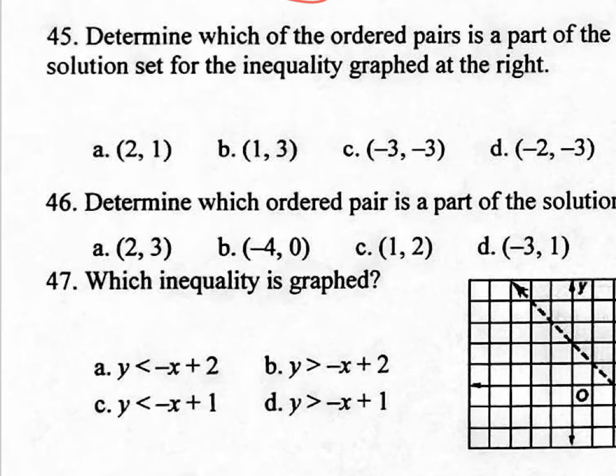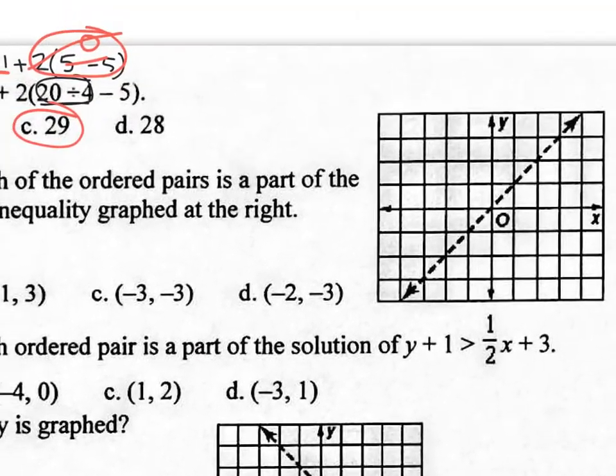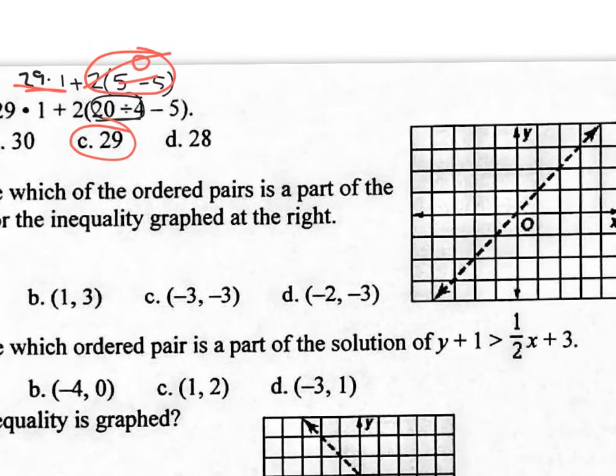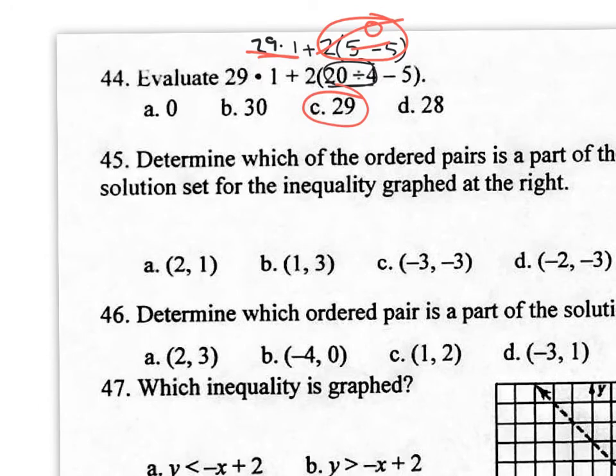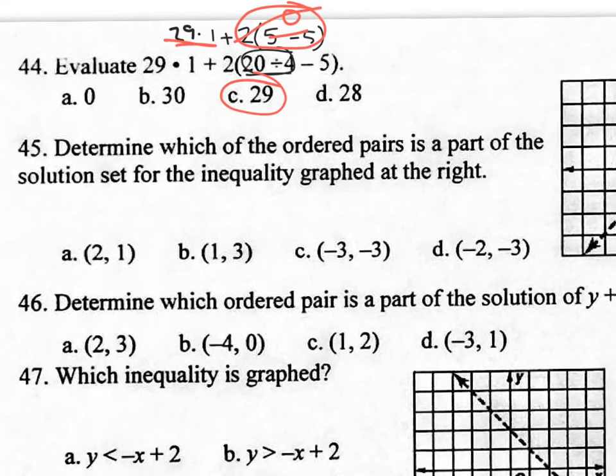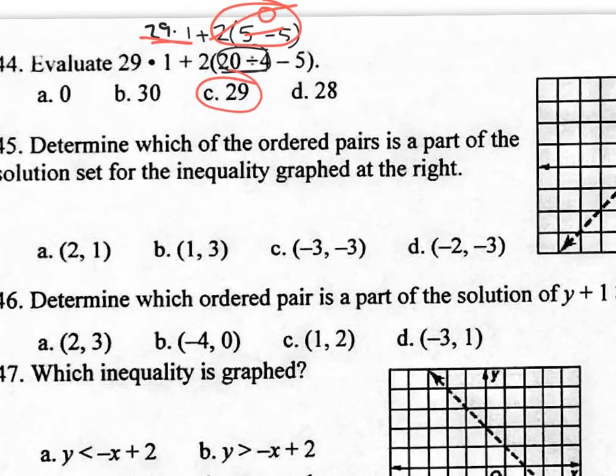Number 45, determine which of the ordered pairs is part of the solution set for the inequality graph at the right. Okay, so we have some coordinates down there, which are really answers. But remember, when you graph something, that graph represents the infinite amount of answers. So when it says which ordered pair is part of the solution set, what it's really saying is which coordinate is actually on this line.